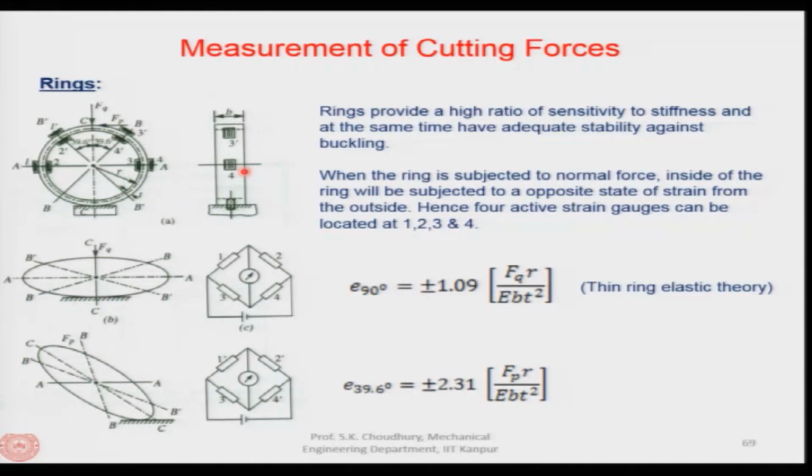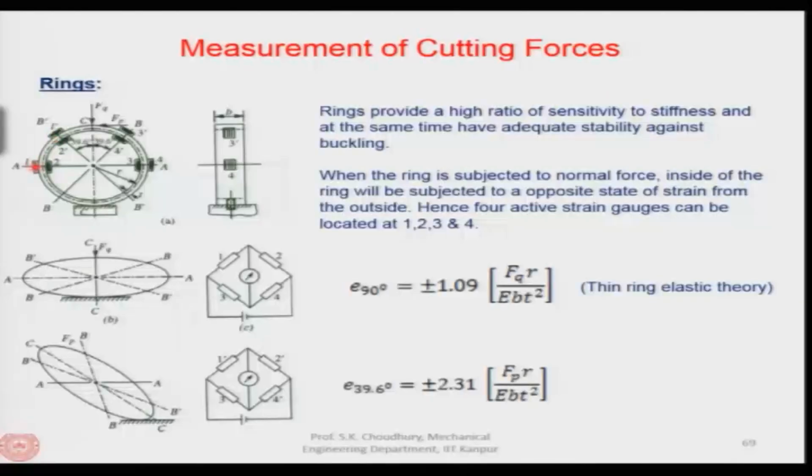So, it has been seen that when these are subjected to forces like Fq and Fp as shown here, the places where the maximum strain occurs are at an angle of 90 degree and at an angle of 39.6 degree. This has been found out by photoelastic experiments on the element.